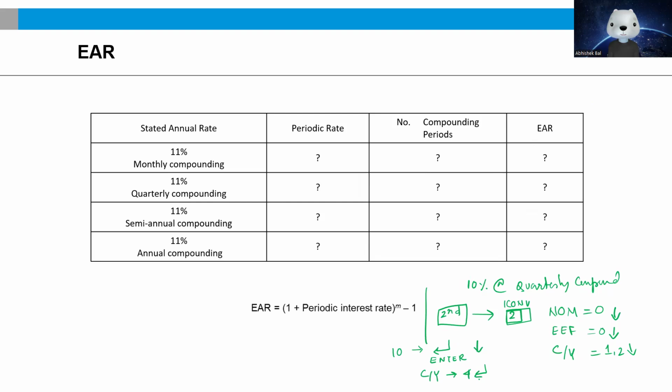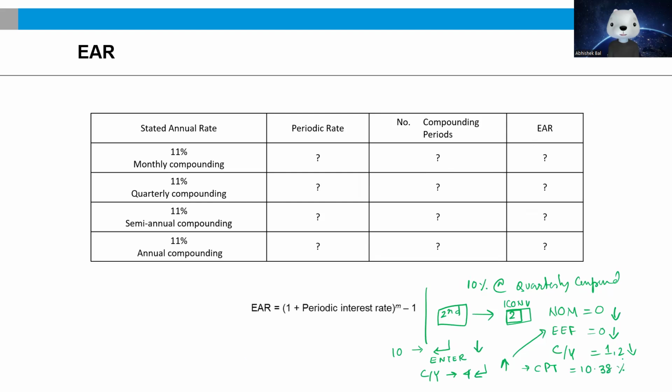Once you have done this, you could press the up key once, and you will be seeing the EFF worksheet, that is the effective interest rate worksheet. And now I want you to press the button CPT. Once you press the button CPT, your calculator is going to show you a value of 10.38.